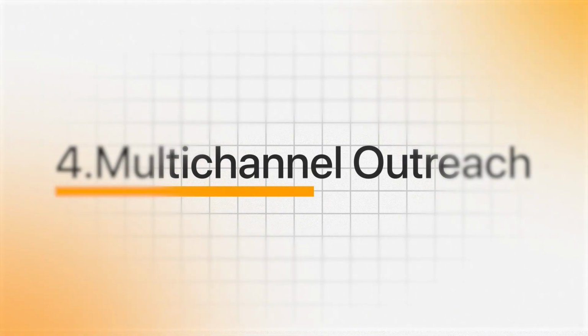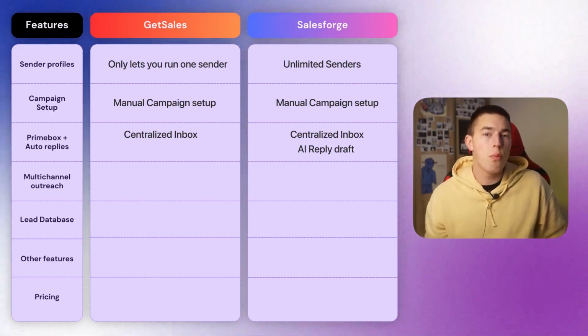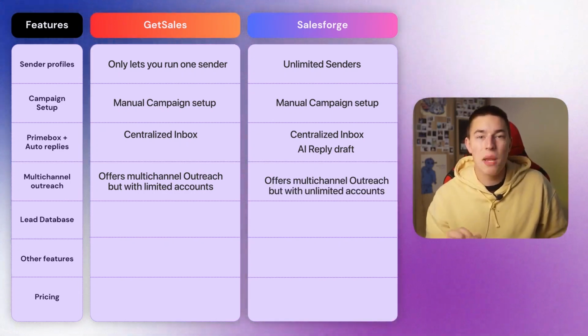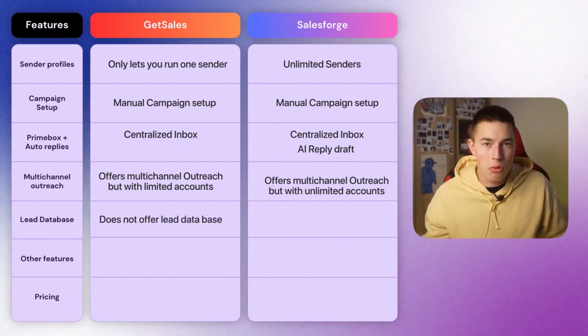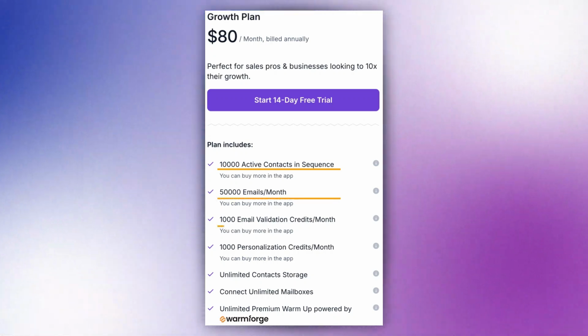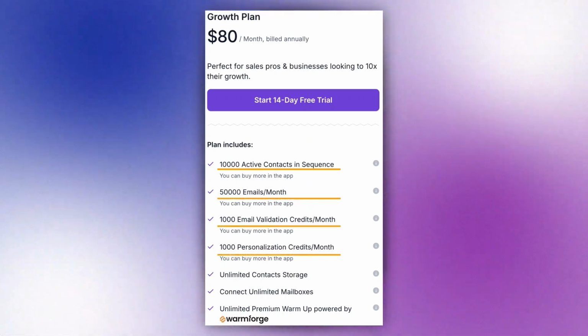Now let's talk about multi-channel outreach. GetSales does support LinkedIn and email, but only with limited accounts. Salesforge gives you full LinkedIn and email outreach in the same plan with unlimited accounts. That includes 10,000 active contacts, 50,000 cold emails, 1,000 personalization and validation credits, plus premium mailbox warm-up. So if you want to scale multi-channel campaigns without restrictions, Salesforge is the best choice.